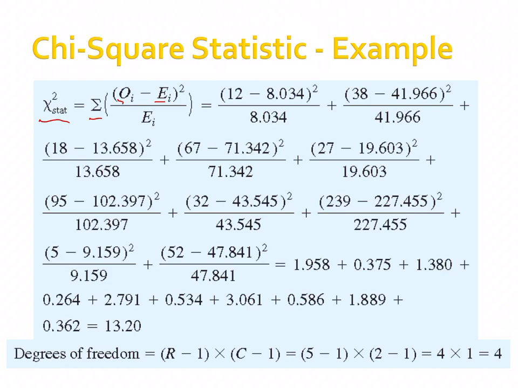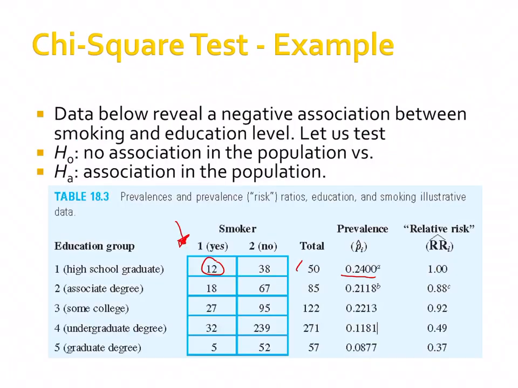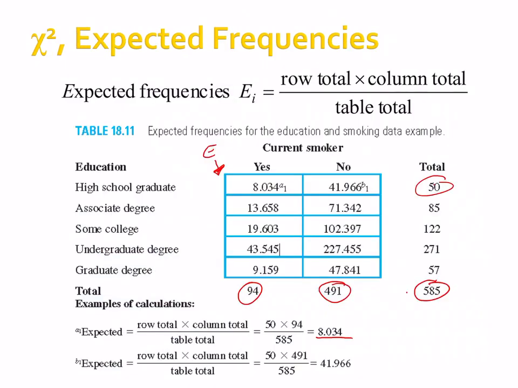Remember, the chi-squared stat is equal to the sum of the observed value minus the expected value, squared, divided by the expected value. So here we have 12 minus, this is our observed value, minus our expected value of 8.034, squared, divided by 8.034. Once again, let's go back and look at 12 and 8.034. 12 is our observed value, found here in the very first box.